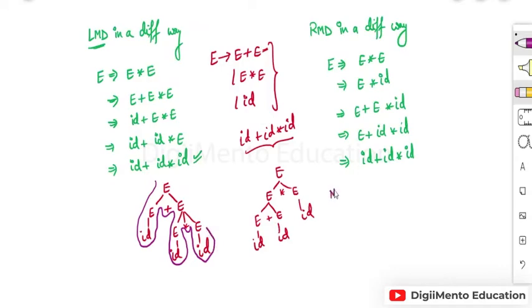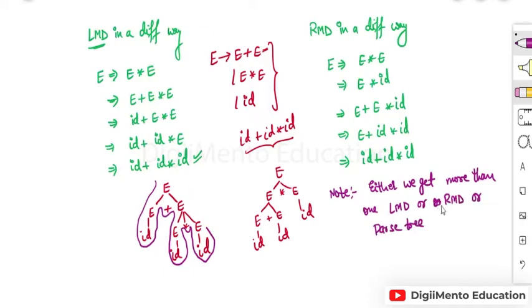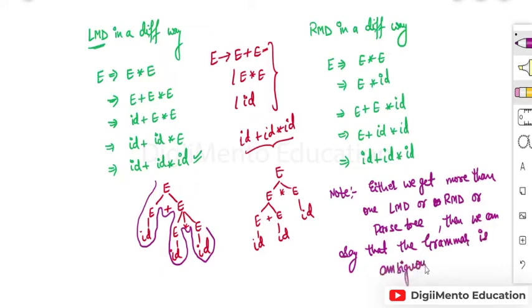So what I want to convey here is, you can write it as a note. Either we get more than one LMD, that means leftmost derivation, or RMD, rightmost derivation, or parse tree. Right, here we are getting two parse trees, right? So either we get more than one LMD or RMD or parse tree, then we can say that the grammar is ambiguous. Clear? So this is the important point. Either we get more than one LMD or RMD or parse tree, then we can say that the grammar is ambiguous. Okay. Clear?